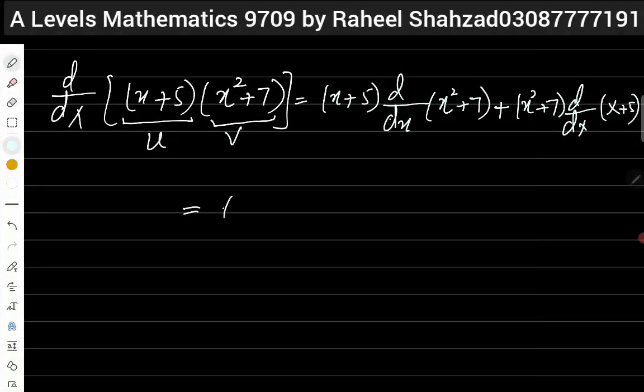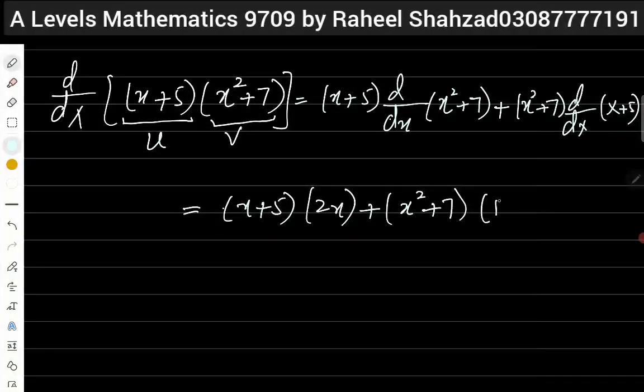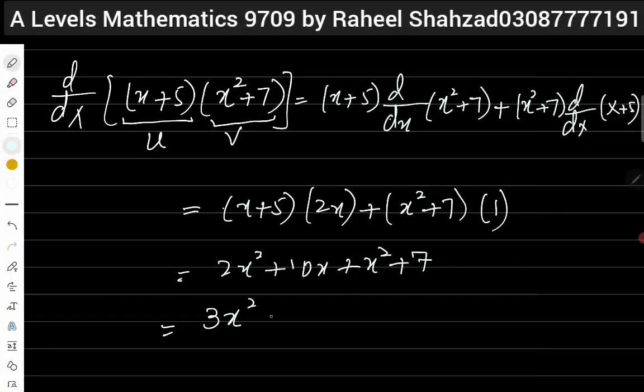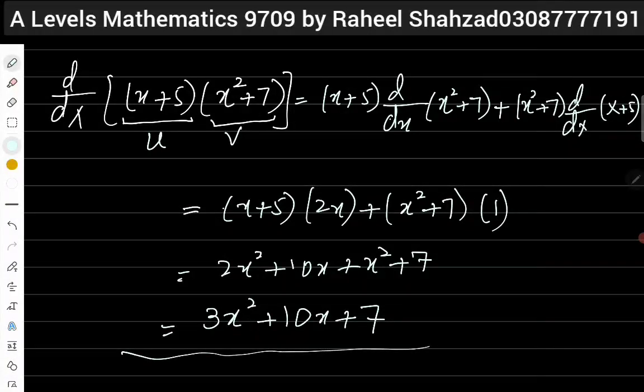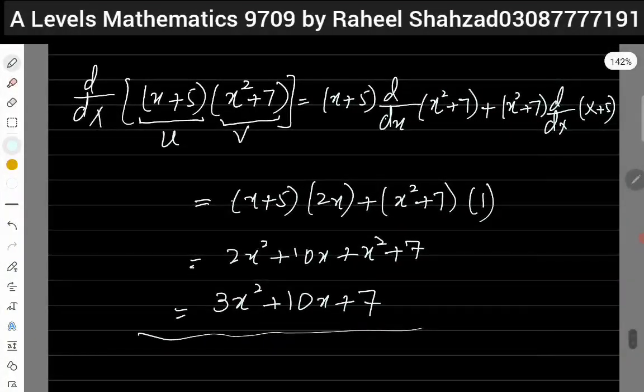This is equal to (x + 5) into 2x plus x² + 7 into 1. So that makes it 2x² + 10x + x² + 7. That makes it 3x² + 10x + 7. So this is your final result of the product of these two functions. Okay, I hope it's clear.